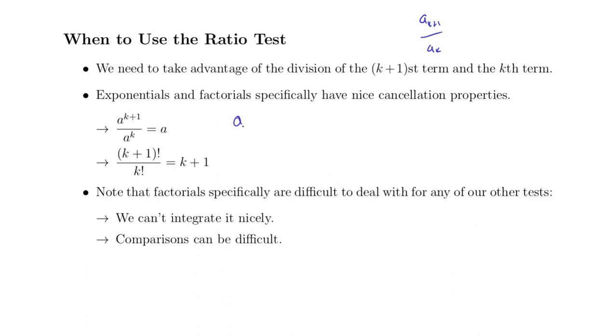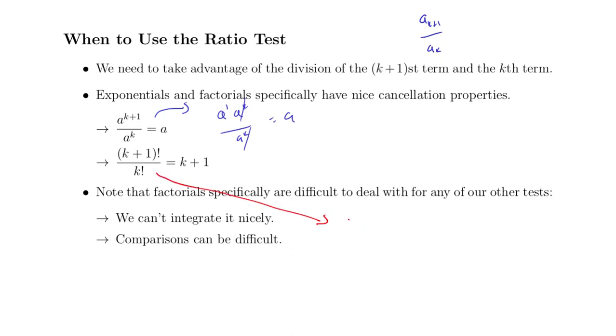And so, really, let me write it this way. You could say that this is a to the 1 times a to the k over a to the k, right? Add the exponents together. But then if these things cancel out, you're just left with a. So exponentials work out really nicely.